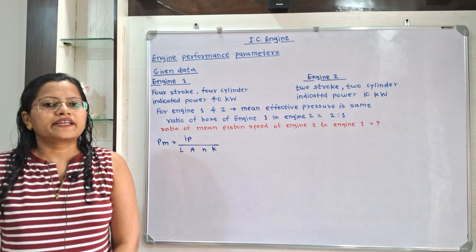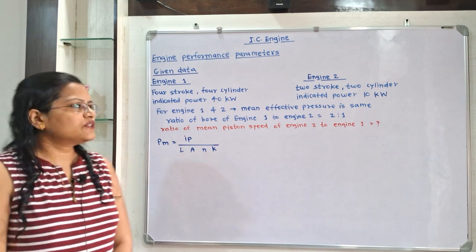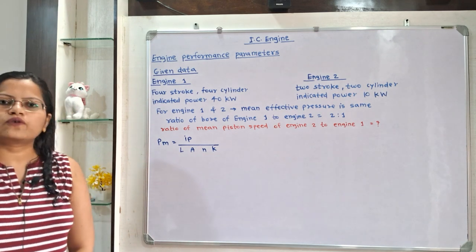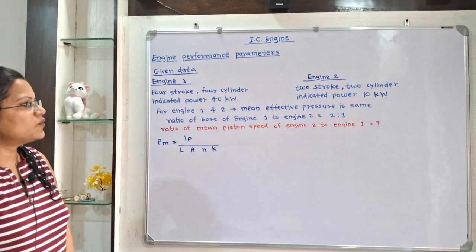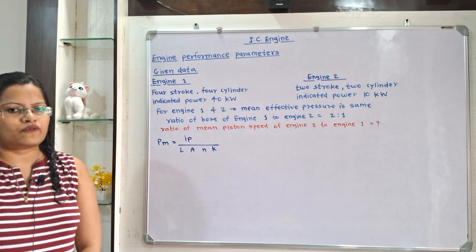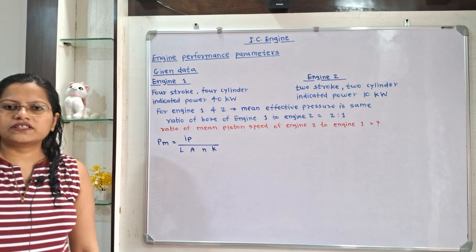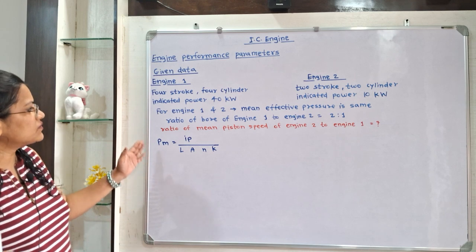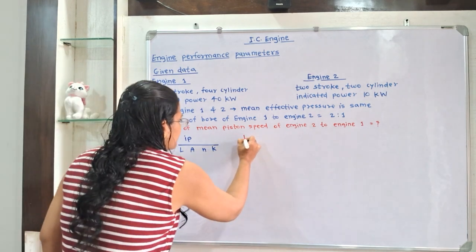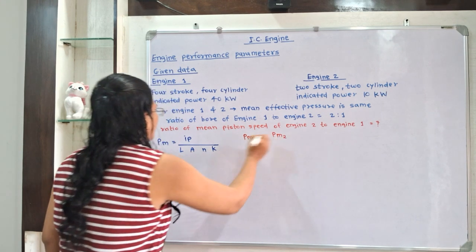Let us understand the given data. In this question, two engines are given. For engine 1, it is 4-stroke 4-cylinder and indicated power is equal to 40 kilowatt. For engine 2, it is 2-stroke 2-cylinder and indicated power is equal to 10 kilowatt. For engine 1 and 2, mean effective pressure is the same. So we can say that for this question, PM1 is equal to PM2.